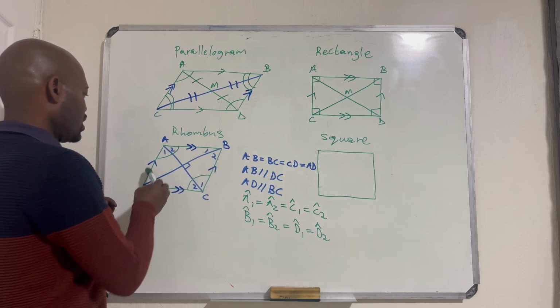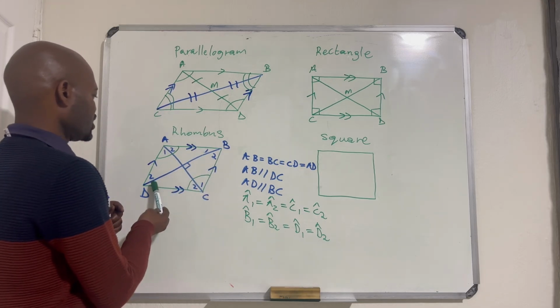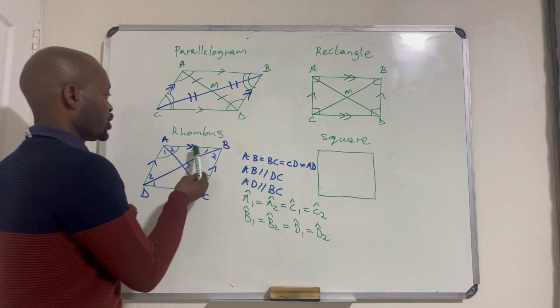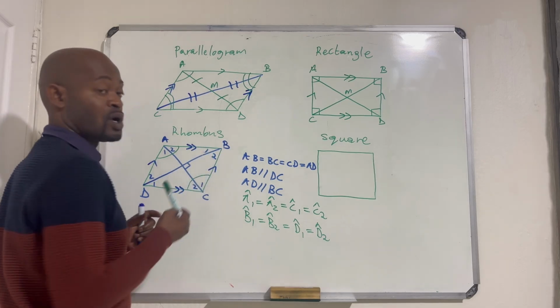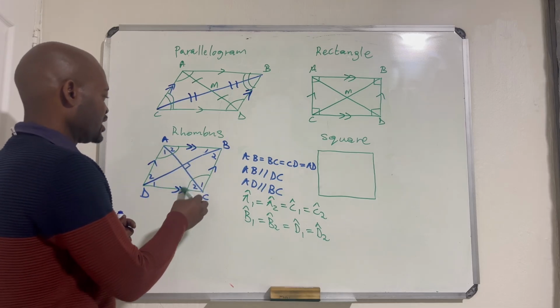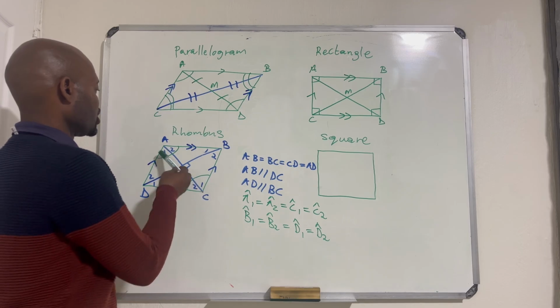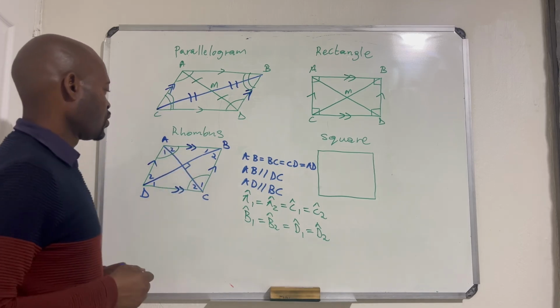This diagonal bisects this angle and this angle. That is why this angle is equal to that angle, which is equal to this angle, equal to that angle. Even this diagonal bisects this angle, where this angle is equal to that angle, which is equal to this angle, equal to that angle.